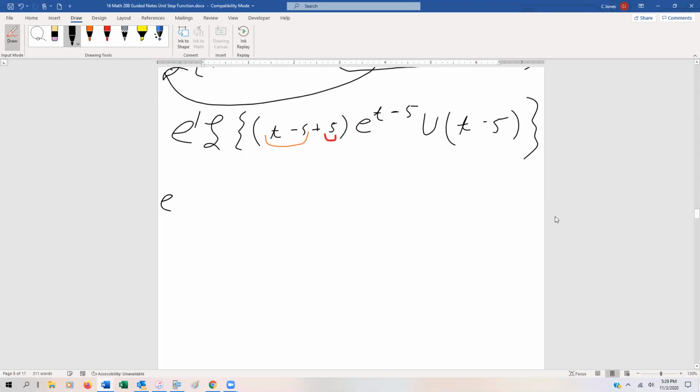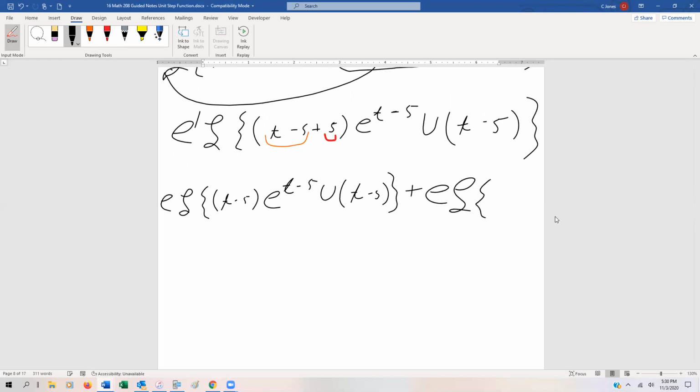So we're going to get the Laplace of (t minus 5) e to the t minus 5, and then the unit step function of t minus 5. And that's 1 Laplace. Then we still have that other 5. All right, so we're going to have plus the Laplace of 5 e to the t minus 5, and I'm going to squeeze in the unit step function.